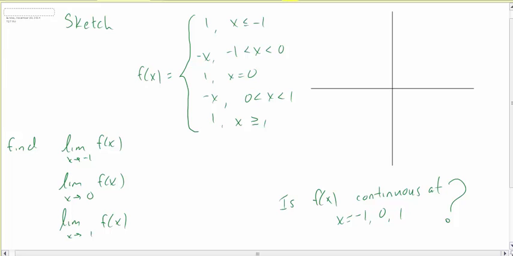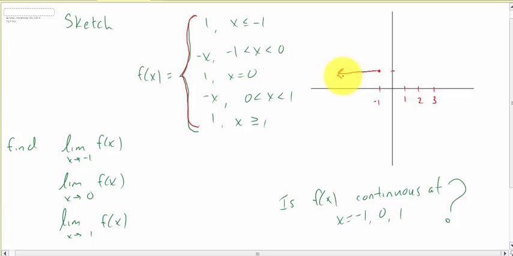As promised in the previous video, here's an example that's going to look at whether or not a graph is continuous at some specific values. So first off, we're going to graph this massively fun piecewise function f of x. When x is less than or equal to -1, f of x is +1. So we get the graph looking like that.